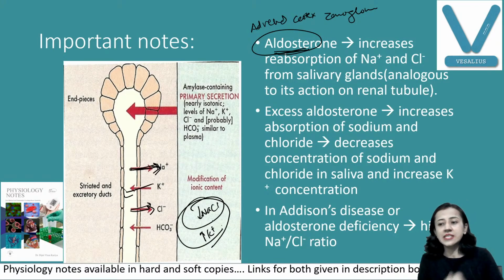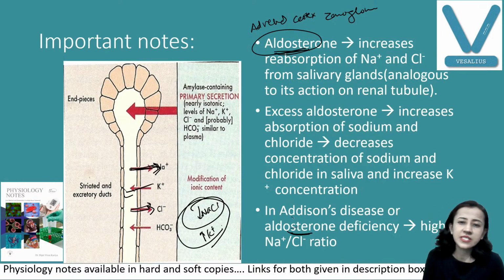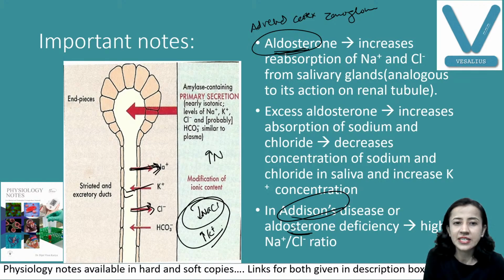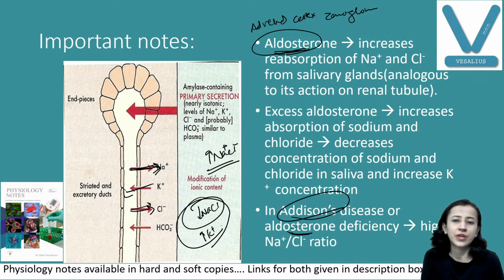But in the other disease, when aldosterone decreases, the name of the disease is Addison's disease. So what happens? The opposite thing. Sodium and chloride concentration increases in the saliva, because they are not absorbed. Fine. So this is the effect of aldosterone.